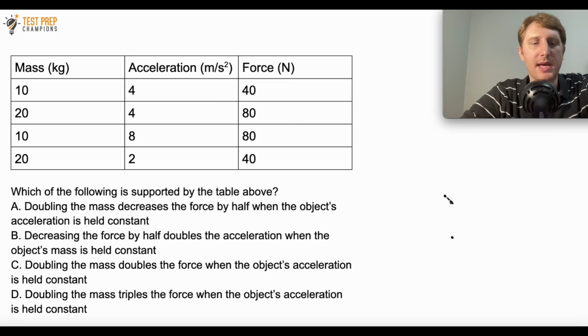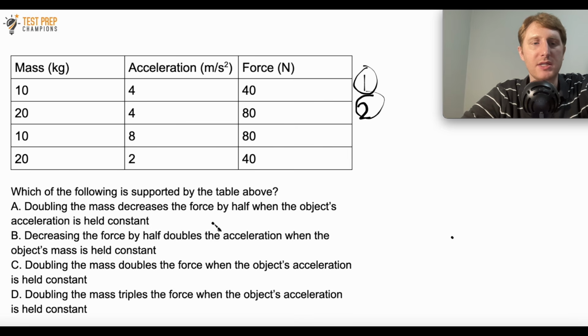So A: doubling the mass decreases the force by half when the object's acceleration is held constant. Is this supported by the table above? Well, let's find 2 cases where the acceleration is the same. So I've got 4 here and 4 here. So I'm going to call this case 1, and I'm going to call this case 2.